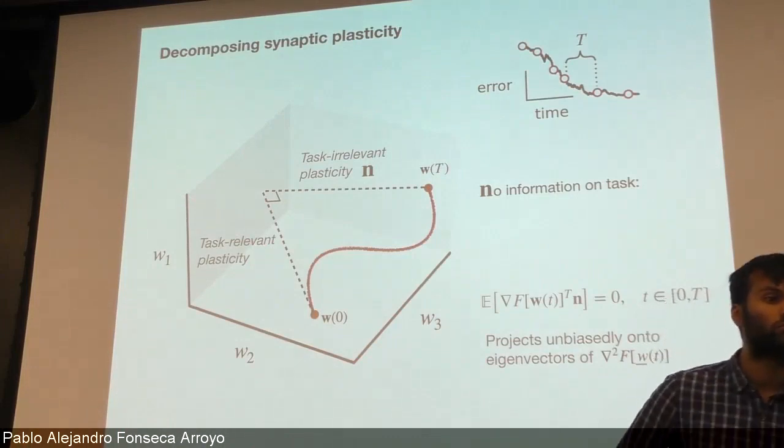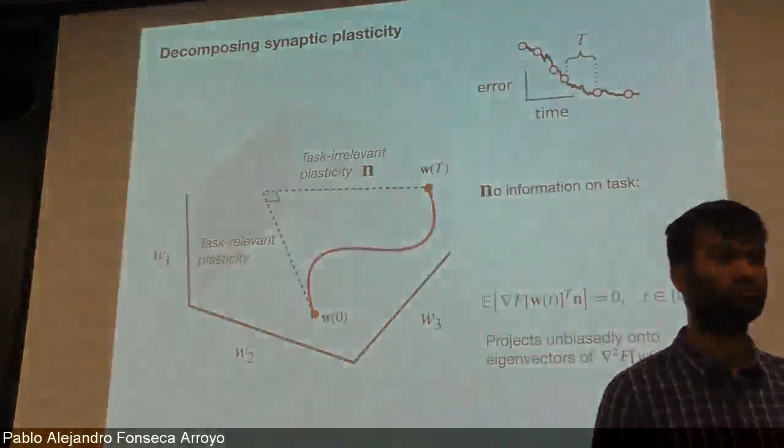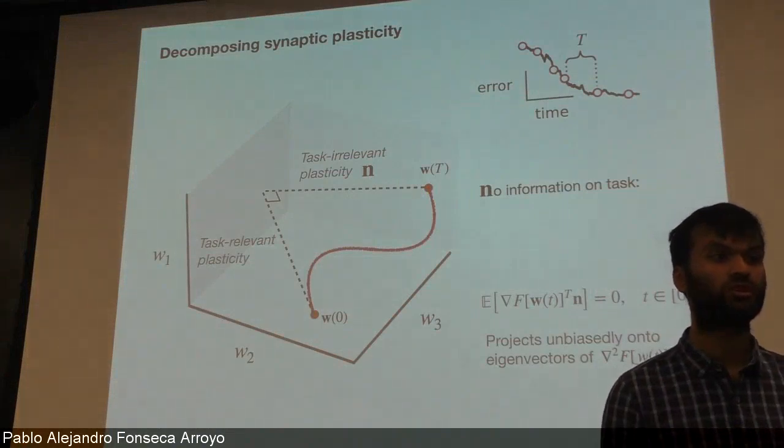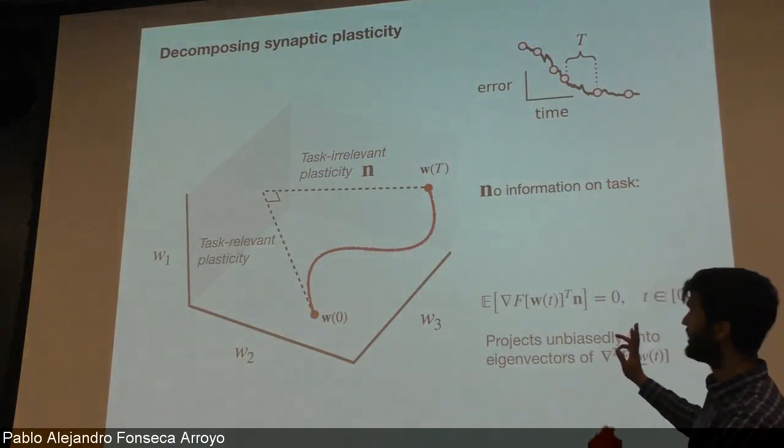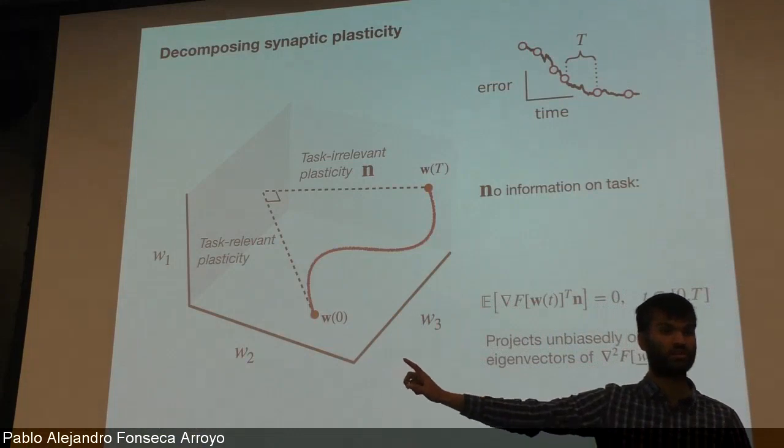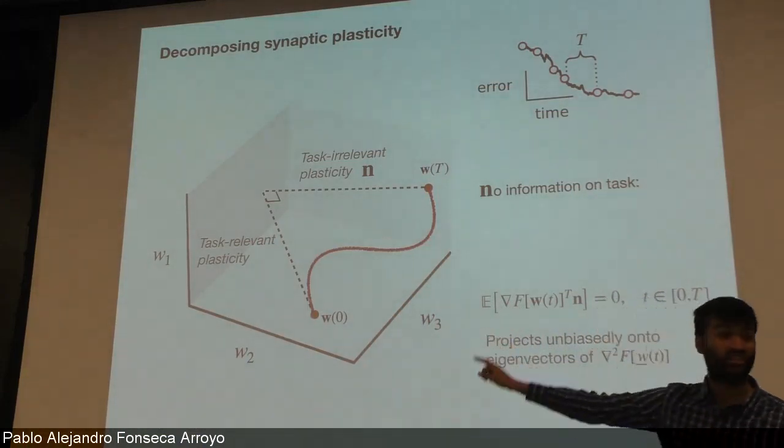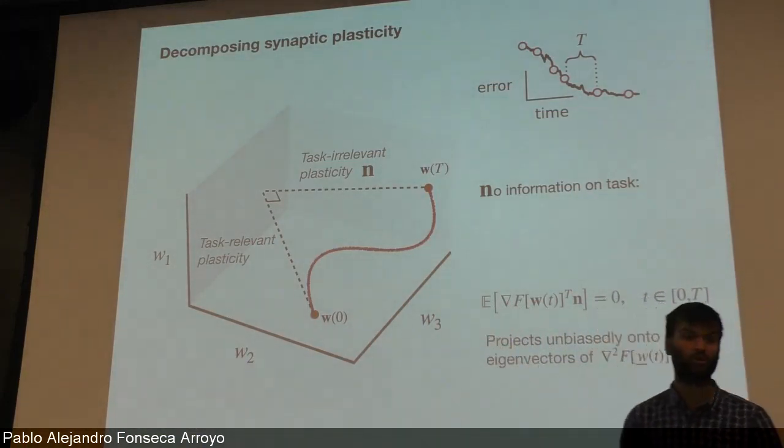What would be the weight update in task-relevant classes? What would be the error function? So I'm always calling the error function f. I haven't got to task-relevant class yet. I'll get to that in the next slide. But I'm just saying for an arbitrary error function.